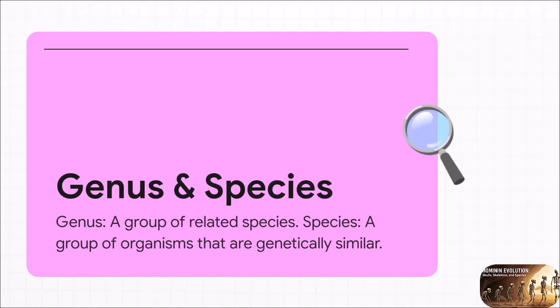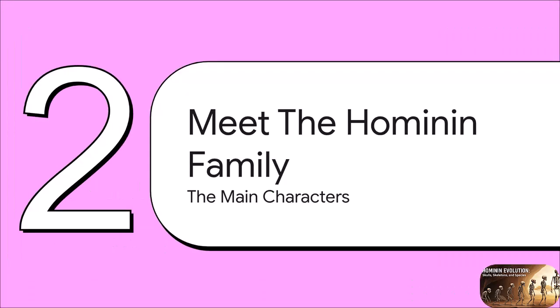Next up, genus and species. Here's a super easy way to remember this. Think of the genus like a last name and the species like a first name. So for us, our last name is Homo and our first name is sapiens. Put them together and you get Homo sapiens. That's us.